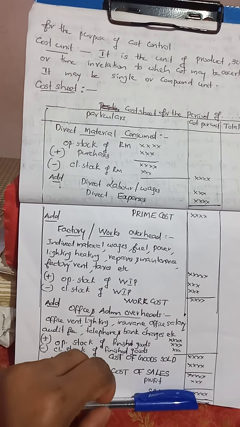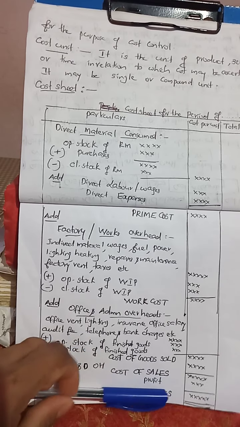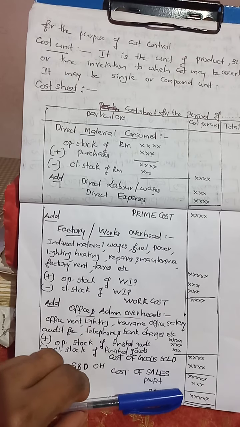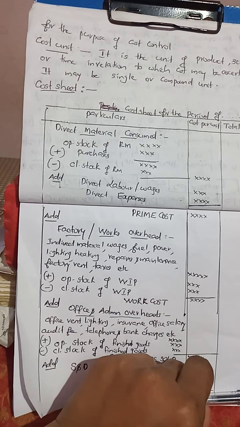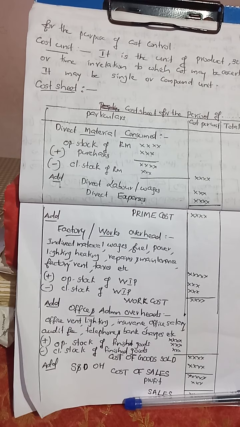It's a person or a location or a place where cost is ascertained and used for the purpose of cost control. That is the meaning given by the ICMA, that is cost center. I hope you are clear. Then next we move to cost unit.